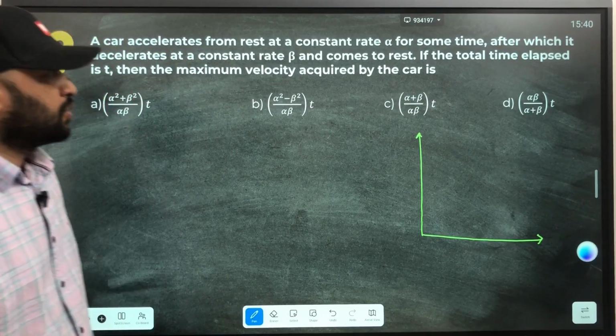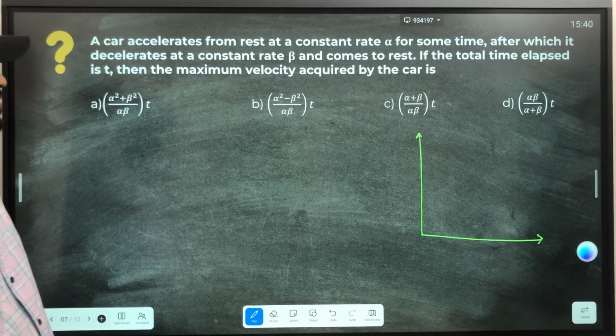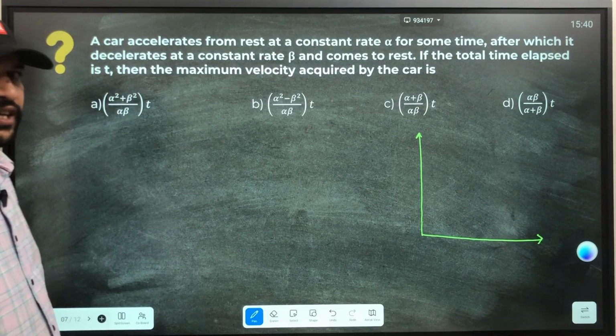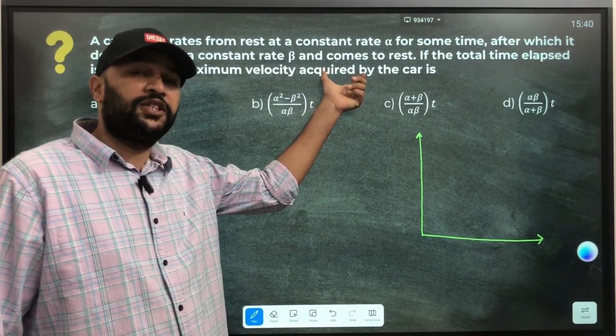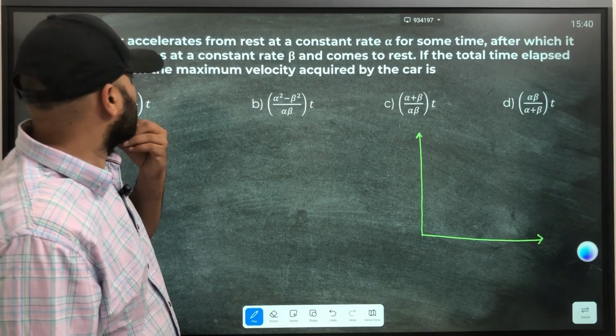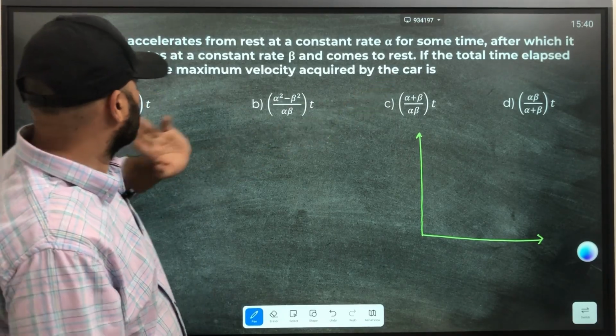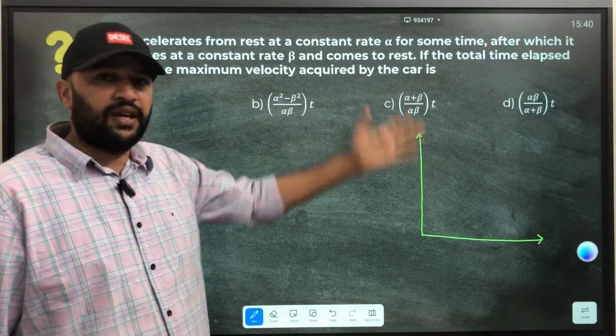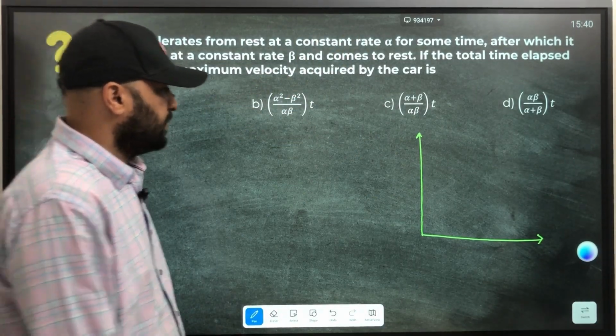Okay. So what is happening here is a car is accelerating from rest at a constant rate alpha. Now a similar type of problem came in JEE. In JEE you will also find a similar type of question. There they will be asking, I think, the total distance. Here they are asking the maximum velocity, right? There they are finding the total distance covered by the particle.